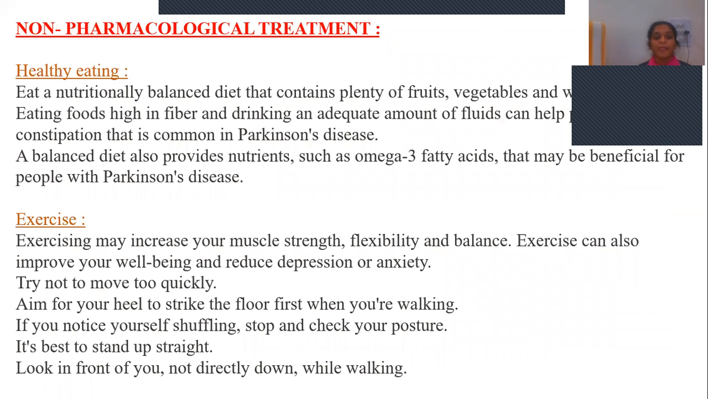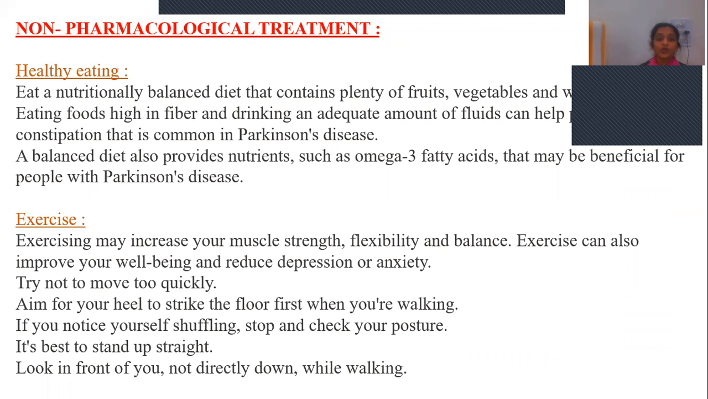All this will help in Parkinson's disease. And exercising. The exercises which we have to do will strengthen the muscles and improve flexibility and balance. Exercises which help in maintaining balance should be suggested. They also provide some well-being, and they reduce the depression and anxiety of the patient if they make a habit of doing these exercises daily.